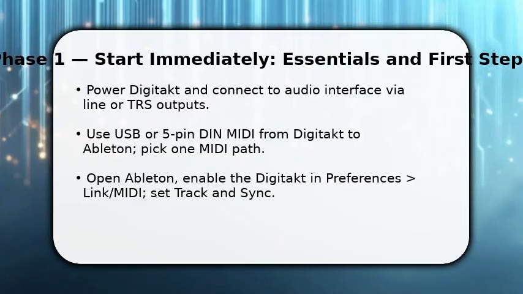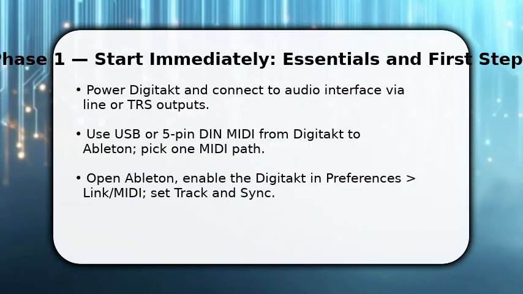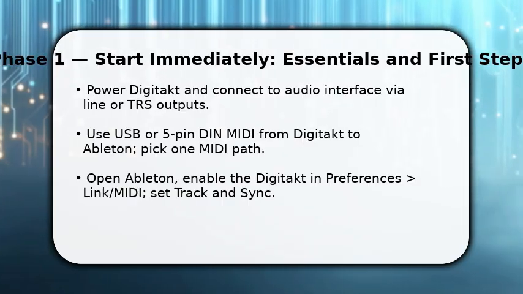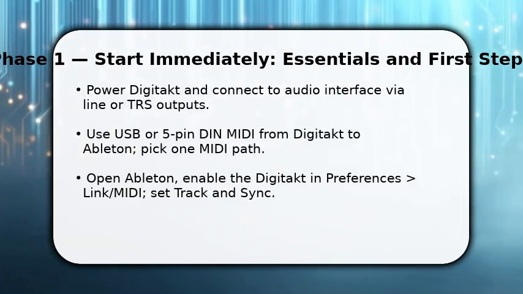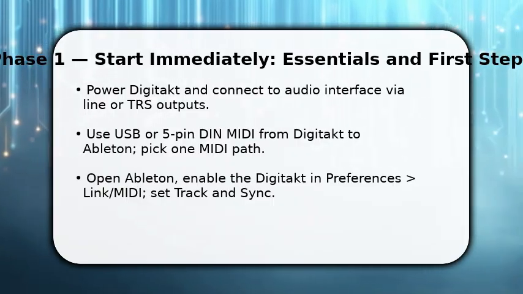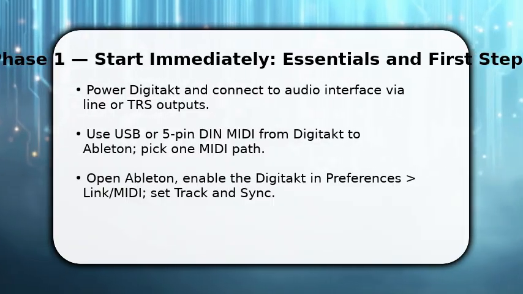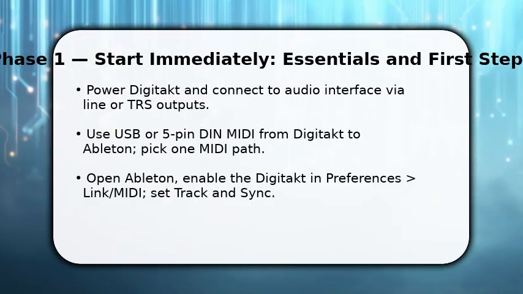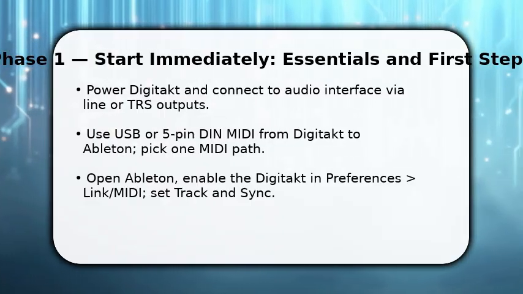You start by powering the Digitakt and plugging its audio outputs into your interface. This gives clean sound into Ableton. Next, decide on MIDI via USB or 5-pin DIN. USB is simpler and carries audio if you use an interface with USB host.